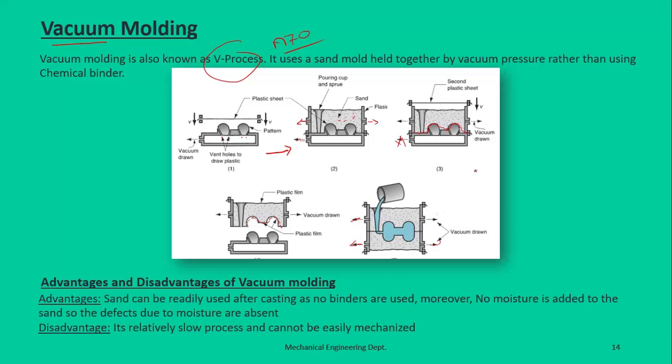One of the advantages of this method is that the sand used in this casting can be reused instantly, because there are no binders or thermoset binders in this kind of sand. Rather, it is held intact by the vacuum. One of the disadvantages is that it's a relatively slow process and cannot be easily mechanized. So it is difficult to mechanize or automate this kind of molding process, because it is slow.